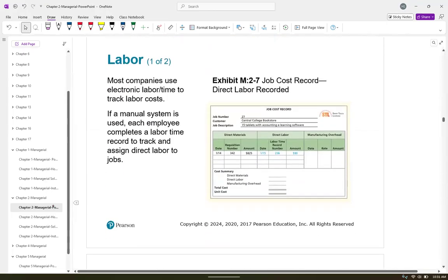All right. So now let's talk about labor. So most companies use electronic labor time to track labor cost. Okay. If it's a manual system, each employee completes a labor time record to track and assign direct labor to jobs. More on this to come, but service businesses also use these techniques because it helps keep track of jobs. And I kind of mentioned that in the previous chapter.